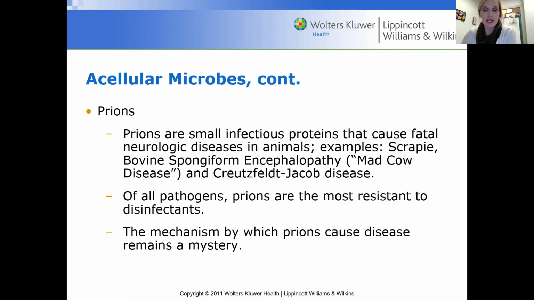And that's what a prion does. So your viroids are smaller versions of viruses that attack plants, and your prions are smaller versions that attack animals. Of all the pathogens, prions are the most resistant to disinfectants, so they're really hard to treat and really hard to even try to prevent. The mechanism by which prions cause disease still remains a mystery, so it's something scientists are continually studying.